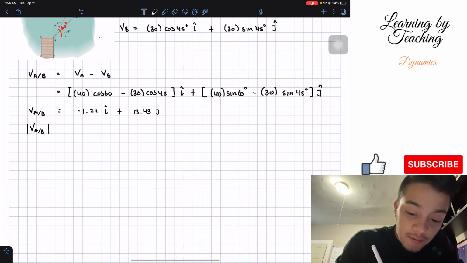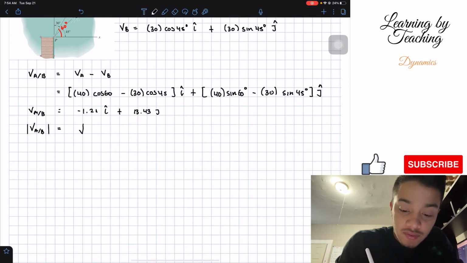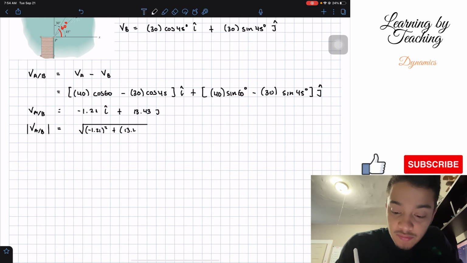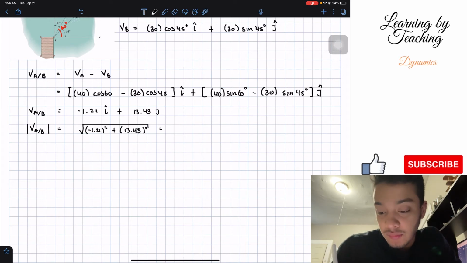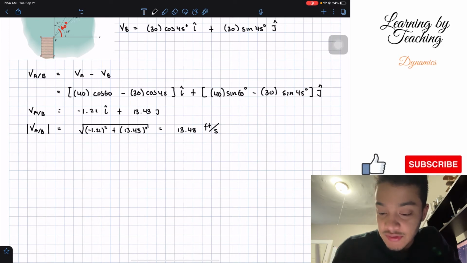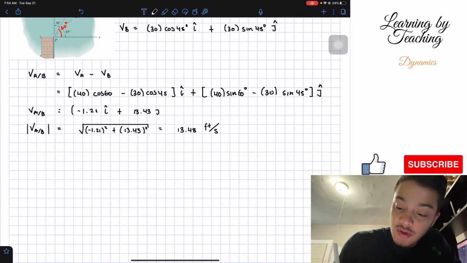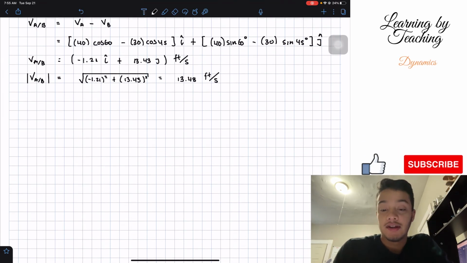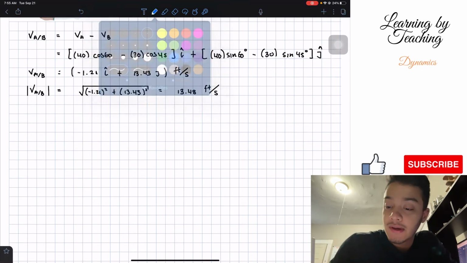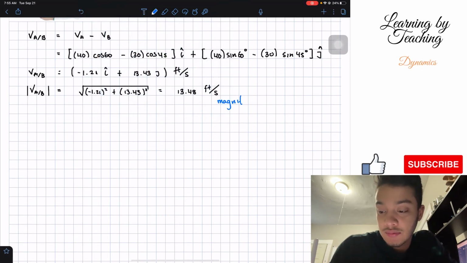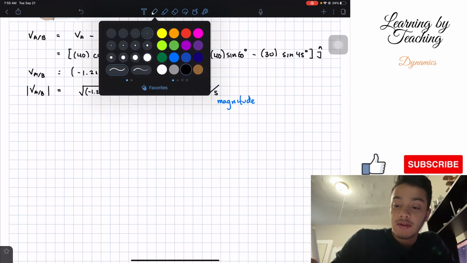So if we do that, its magnitude is going to be the square root of both components squared. So negative 1.21 squared plus 13.43 squared, okay? If we plug this into our calculator, we will get 13.48, and the units are in feet per second. So let's not forget that our velocity unit is feet per second. All right, so we found the magnitude of our velocity. What we can do is find the direction.